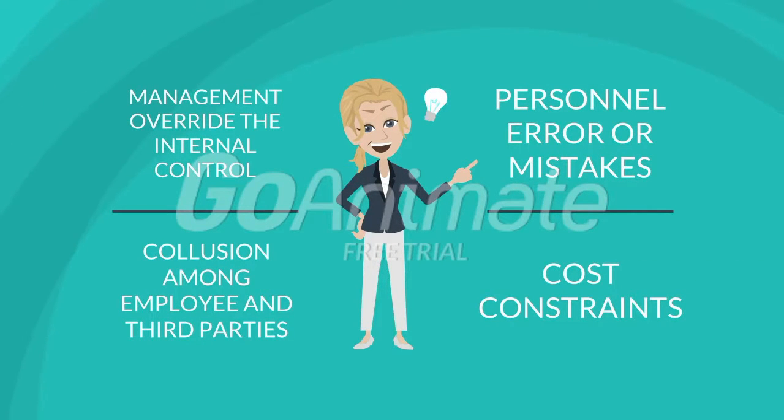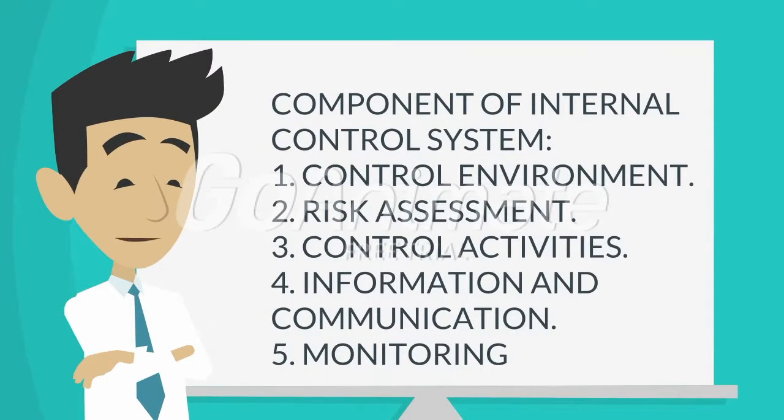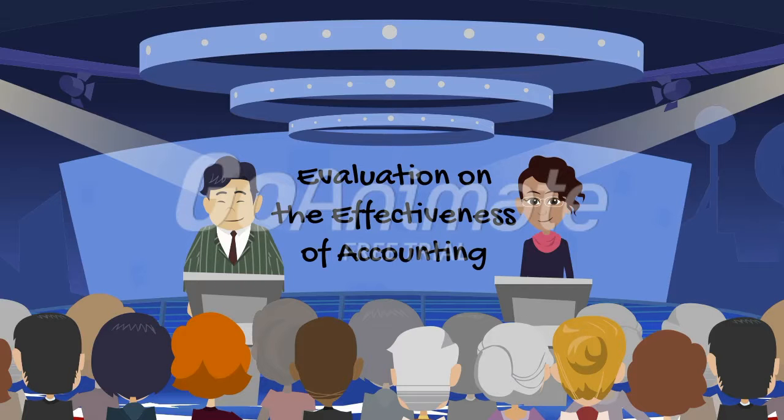1. Management override of the internal control. 2. Personnel error or mistakes. 3. Collusion among employees and with third parties. 4. Cost constraints. Components of internal control system: 1. Control environment. 2. Risk assessment. 3. Control activities. 4. Information and communication. 5. Monitoring.